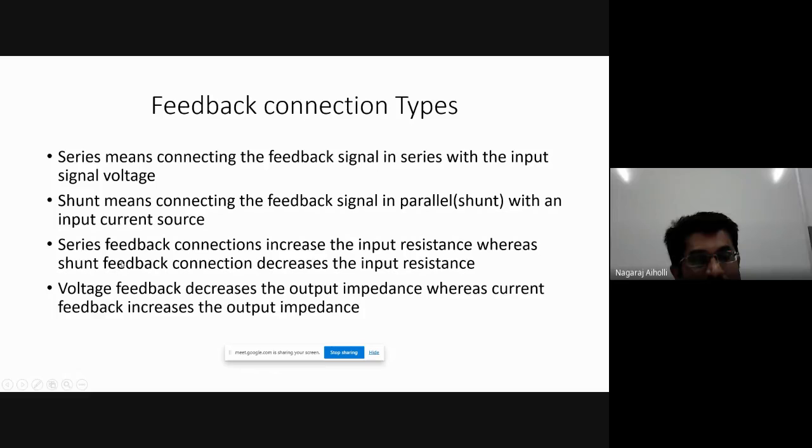Series feedback increases the input resistance, and shunt feedback decreases the input resistance. Voltage feedback decreases the output impedance, whereas current feedback increases the output impedance.